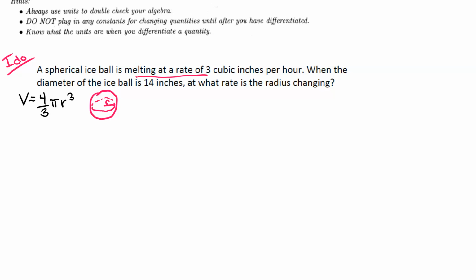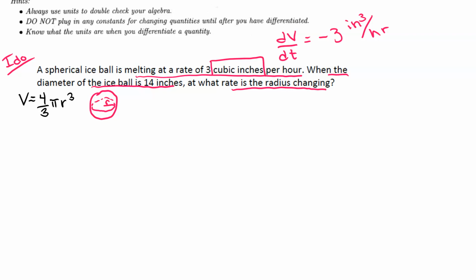We know the ball is melting at a rate of 3 cubic inches per hour. That cubic inches is tipping us off that it's the change in volume, right? So since we're talking about a change, like that per hour, that means we're looking at a rate. It's melting, so it's going to be -3, and we're always going to include our units because that's going to help us when we get to the interpretation part at the end. When the diameter of the ball is 14 inches, at what rate is the radius changing?